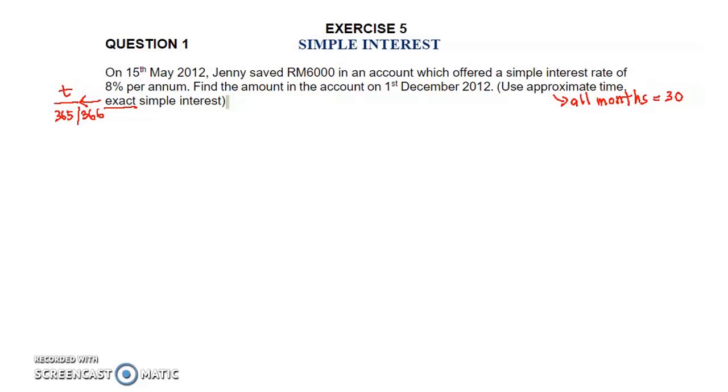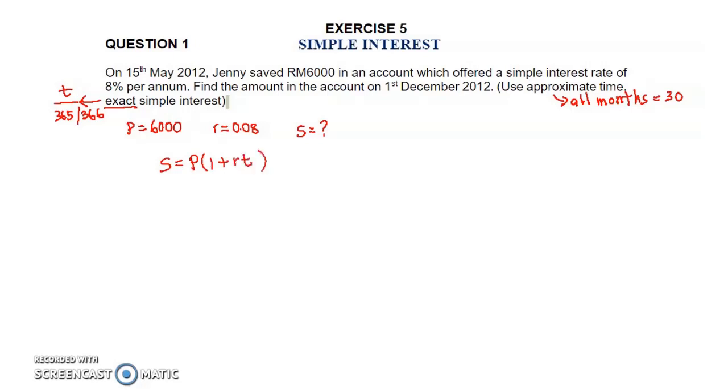Okay, extract the information given. So P equal to 6,000. Here we have R, rate of interest 8%, 0.08. Then find the amount in the account on 1st December. So amount at a certain period of time, so we want to find value S, the simple amount. Now which formula to use? Since we want to find S, use the formula S equal to P(1 + RT).